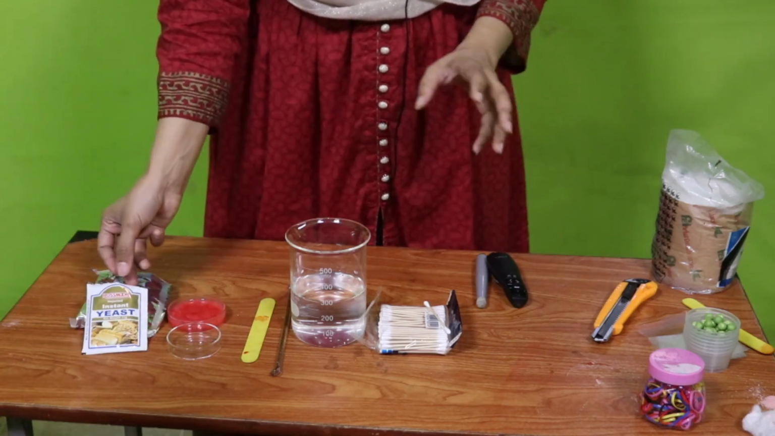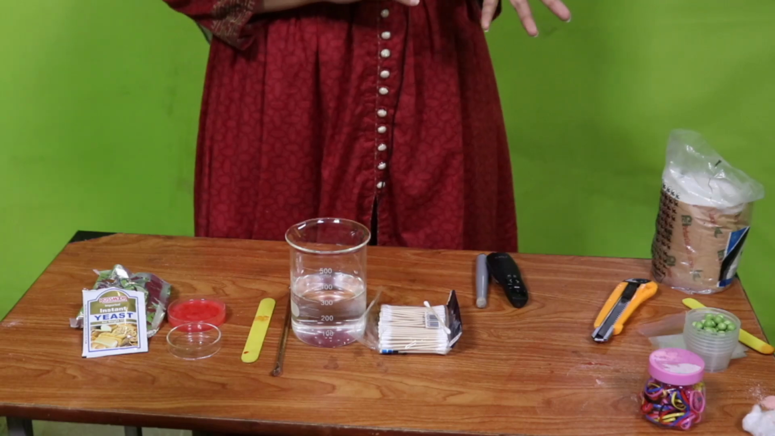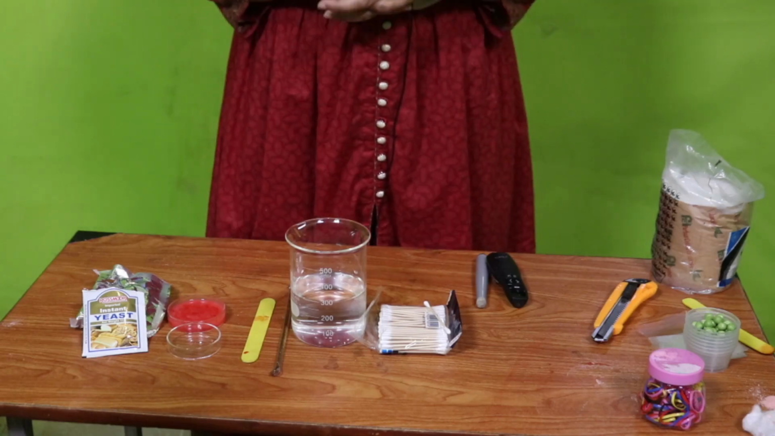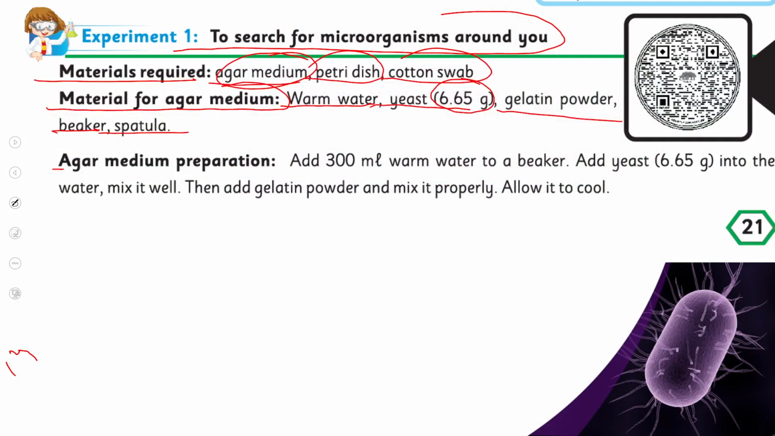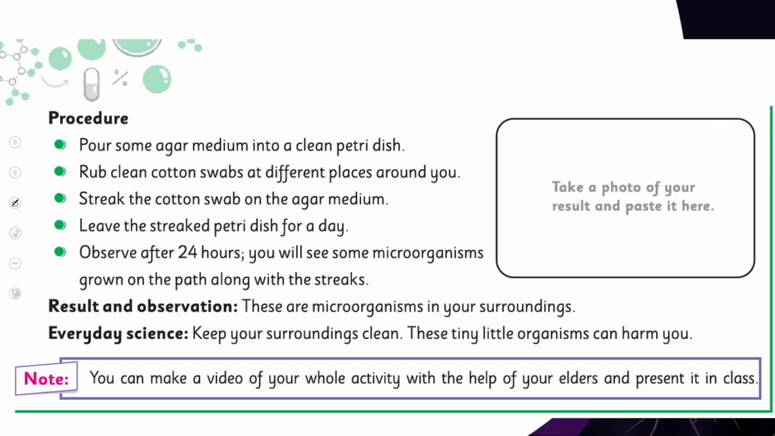So my dear students, how will we prepare it? Let's have a look at the preparation first and then we will start preparing the agar medium. For the preparation of agar medium, we will add 300 ml warm water to a beaker, add yeast, which is 6.65 grams, into the water, mix it well, then add gelatin powder and mix it properly. Allow it to cool. So my dear students, what is the procedure? Pour some agar medium into a clean petri dish. So first let's prepare the agar medium.